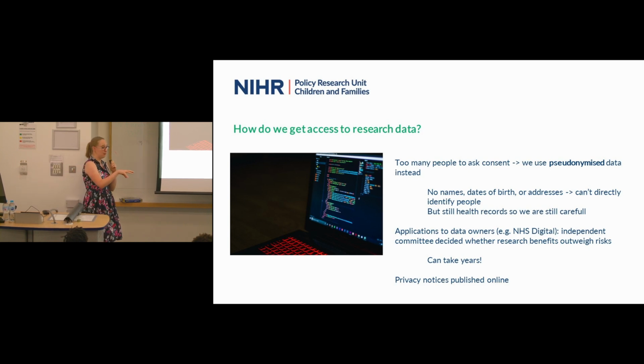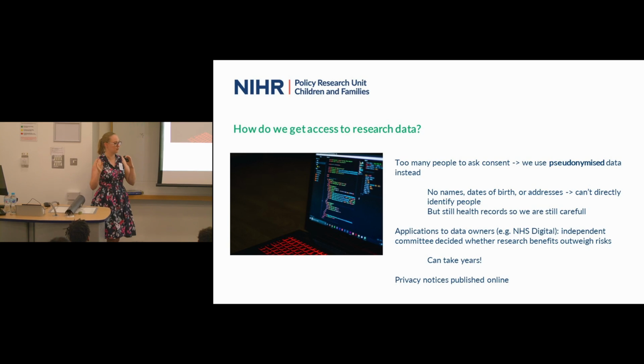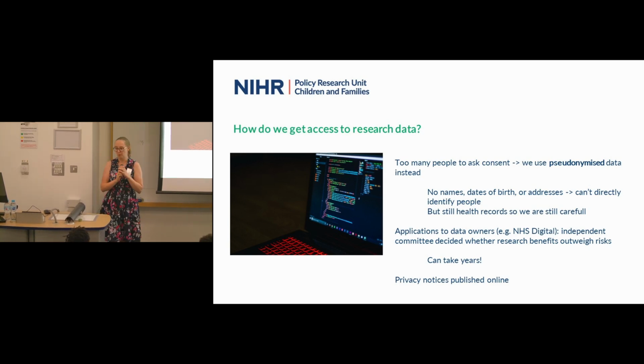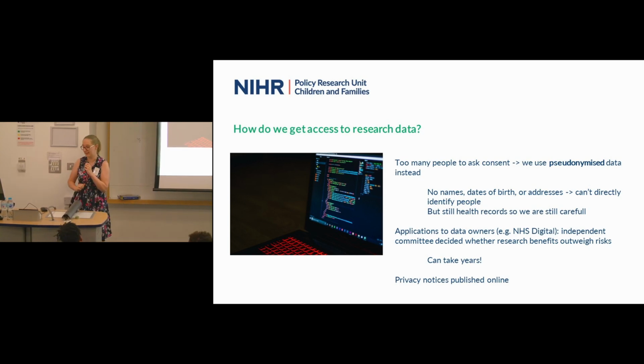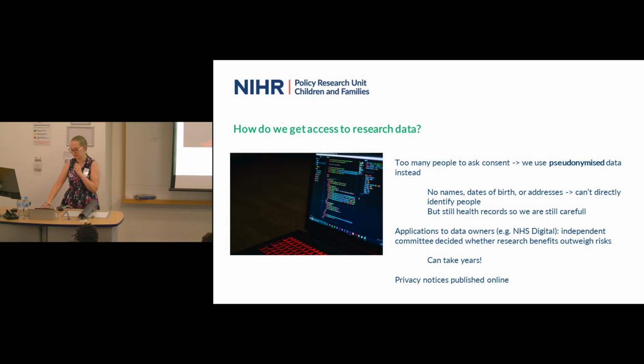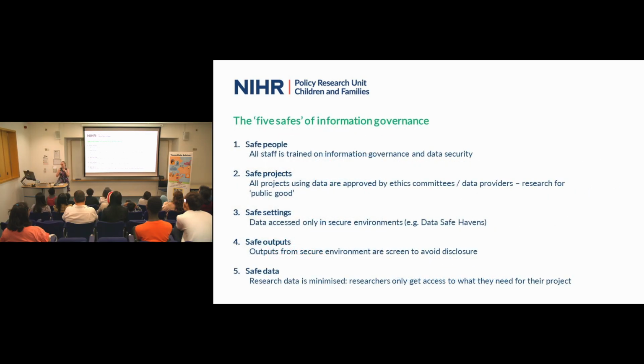And then once it's published, all these research projects are all published online. So we've got a page on our research group where we publish something called a privacy notice, where we show what data we have access to, and which research questions we're trying to answer with that data. So we're trying to be as transparent as possible on what data we hold. And we want to keep the data safe once we've got it.